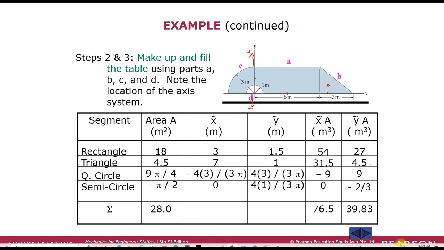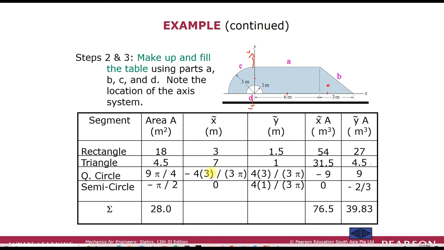The area is pi r squared over 4, so since r is equal to 3 for the radius here, it's 9 pi over 4. And for the x coordinate, the formula for the centroid of a quarter circle is just 4r over 3 pi. Since r is already 3 here, and because the position is negative from the coordinate axis of x, it's minus 4 times 3 over 3 pi. And for y, again, it's 4r over 3 pi, so the radius is 3, so it's 4 times 3 over 3 pi.